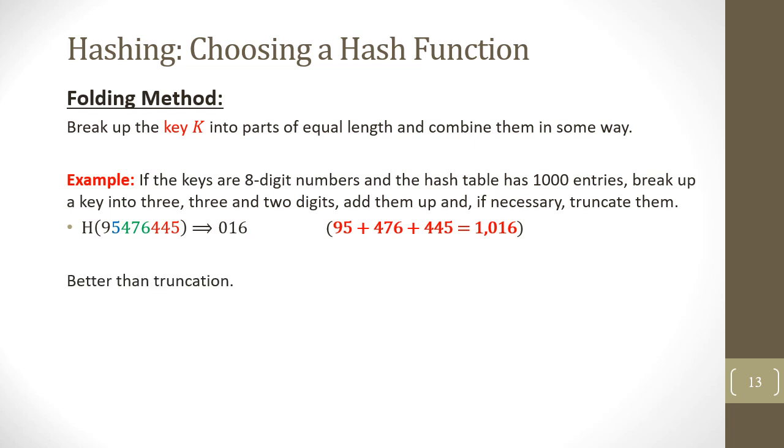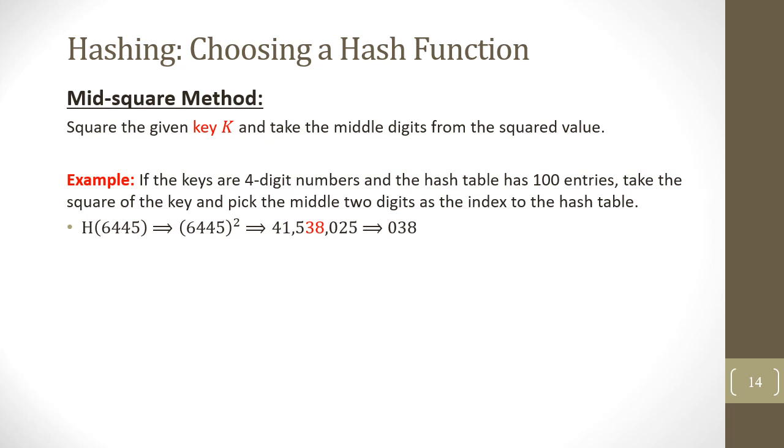Folding method is better than truncation method. Another method is the MidSquare method, in which we take the square of the key and take the middle digits from the squared value. For example, if the keys are 4-digit numbers and the hash table has 100 entries, we take the square of the key and pick the middle 2 digits as the index to the hash table.